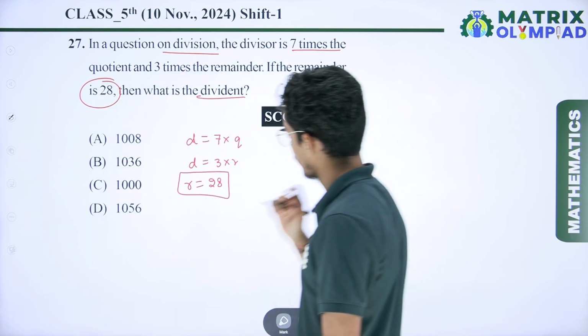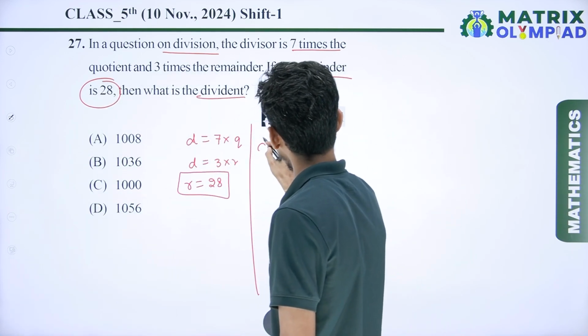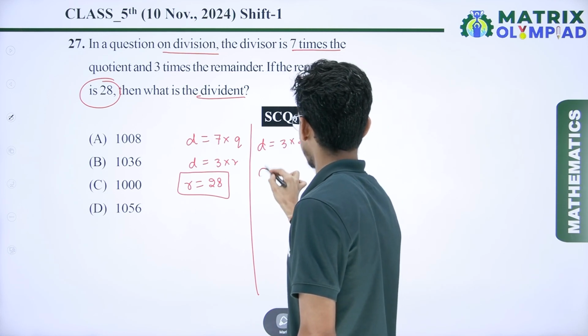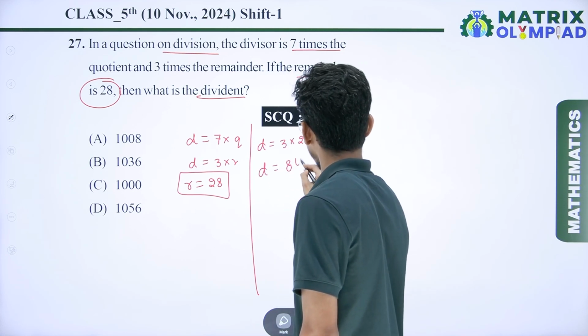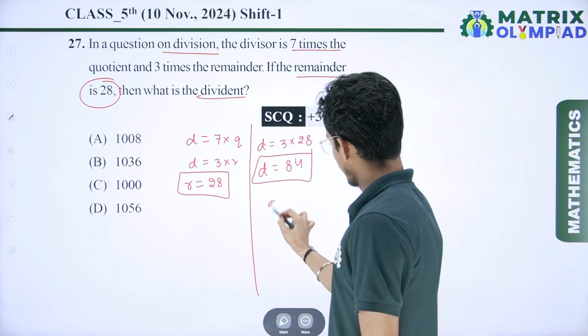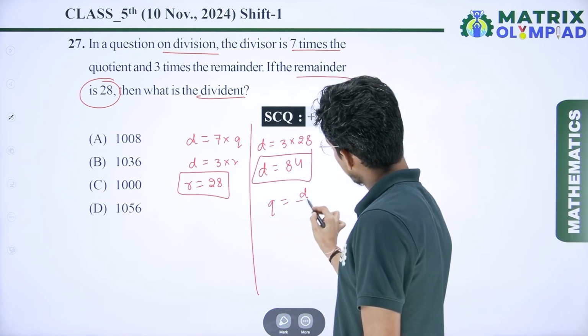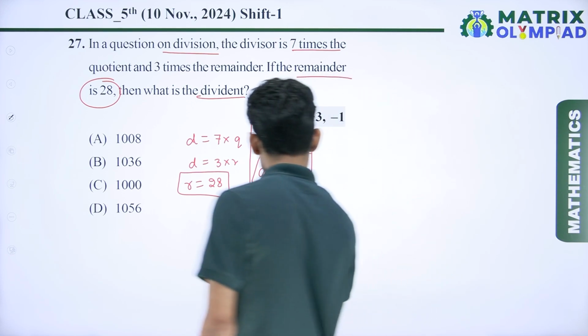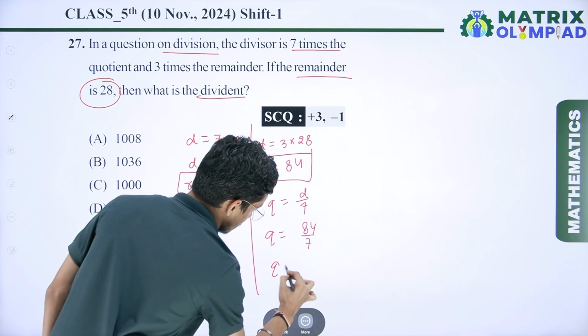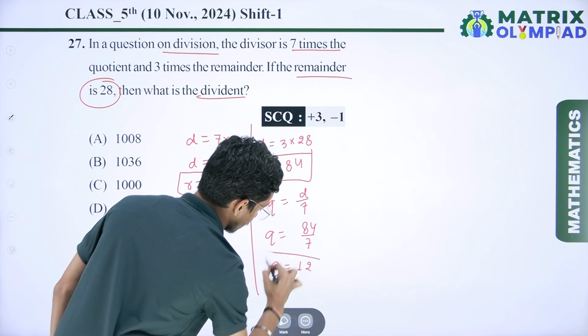Okay. First we have to find here the divisor. So I can say divisor is equal to 3 multiplied by 28. So here I get 84. 84 is the divisor. So now we have to find the quotient. So we know quotient is equal to divisor divided by 7. So quotient we get 84 divided by 7. So here I get quotient, that is 12.